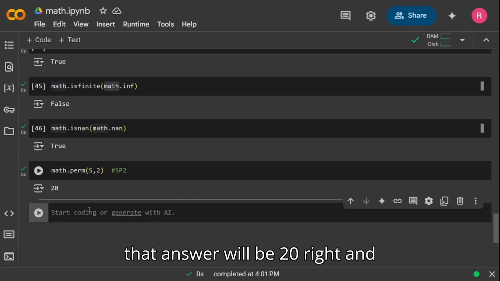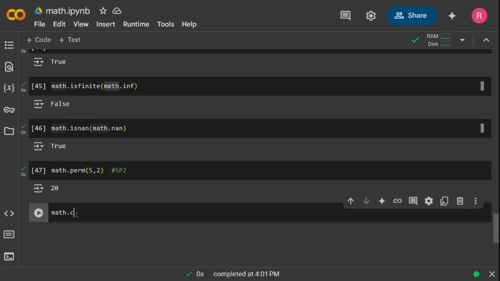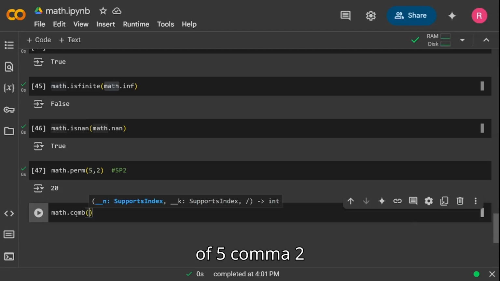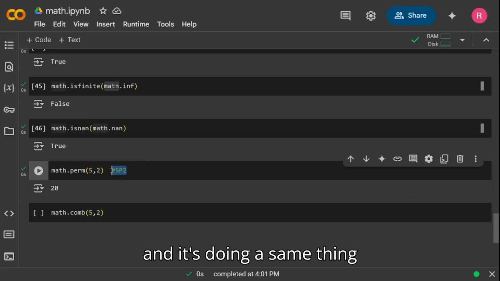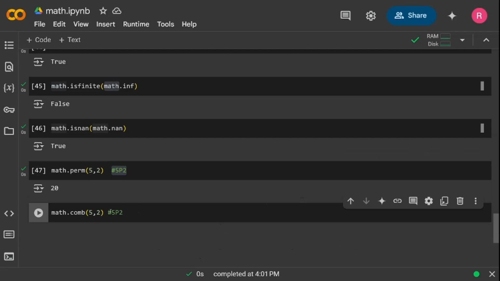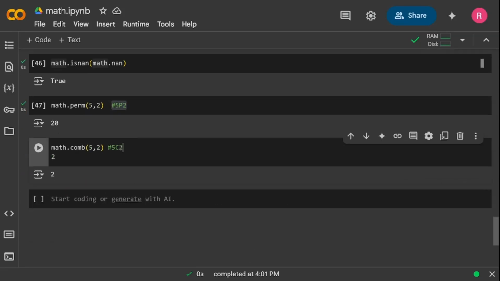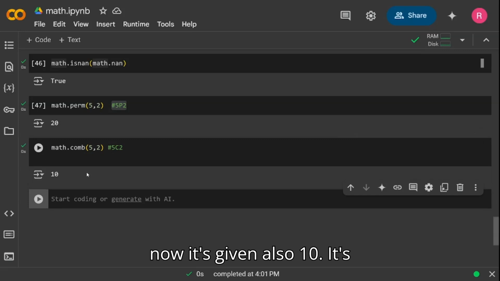It's right. In the same way, we can find the combination, math.comb of 5, 2, and it does the same thing as 5C2. Let's see, and it must give a 10. Now it's giving the answer 10.